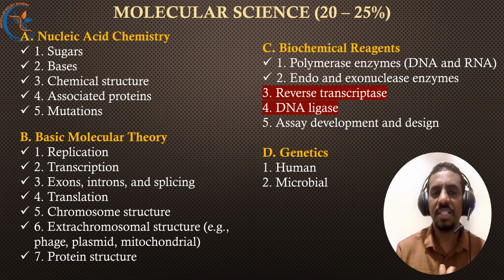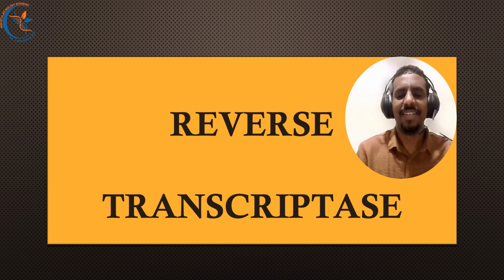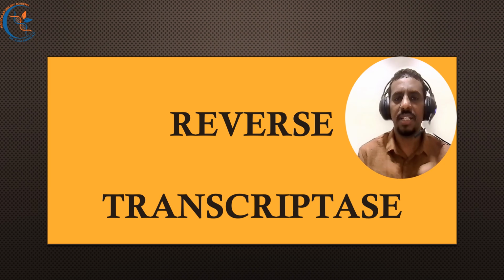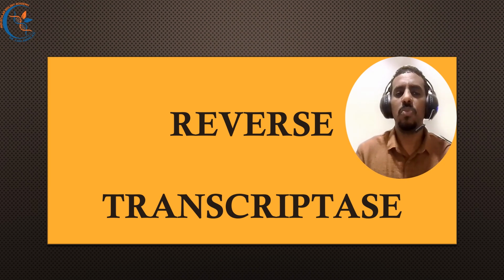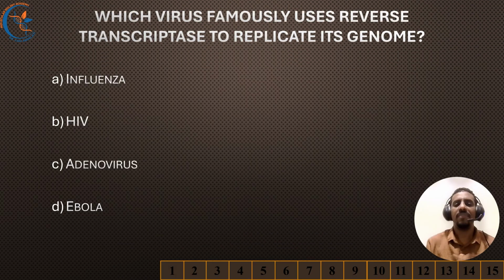In our previous lectures, we completed the multiple choice questions related to nucleic acid chemistry and basic molecular theory. Today, we'll move to cover the third and fourth parts of biochemical reagents, reverse transcriptase and DNA ligase. Now let's focus on the questions related to reverse transcriptase and review molecular biology ASCP questions from previous exams. The first question: which virus famously uses reverse transcriptase to replicate its genome?